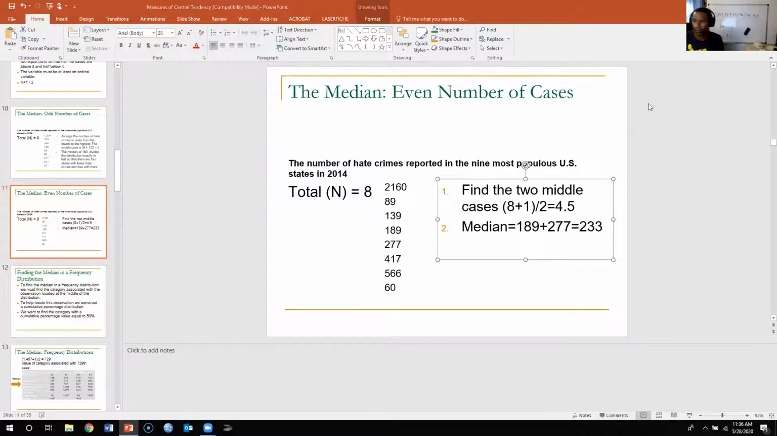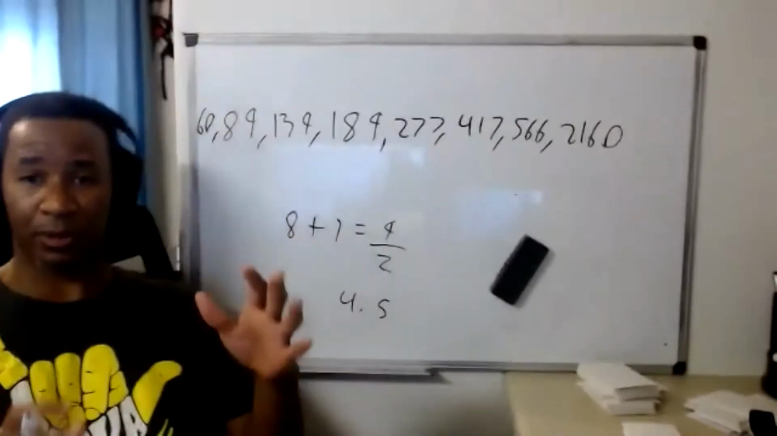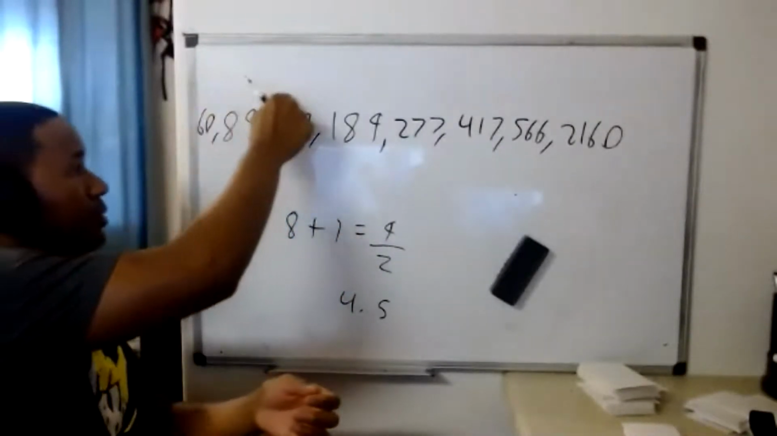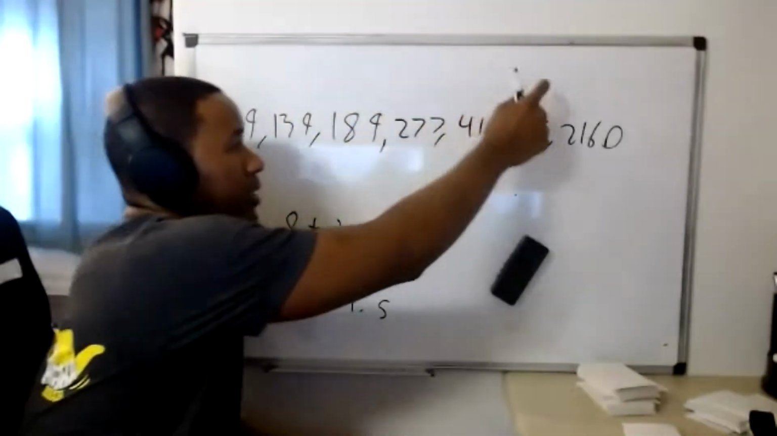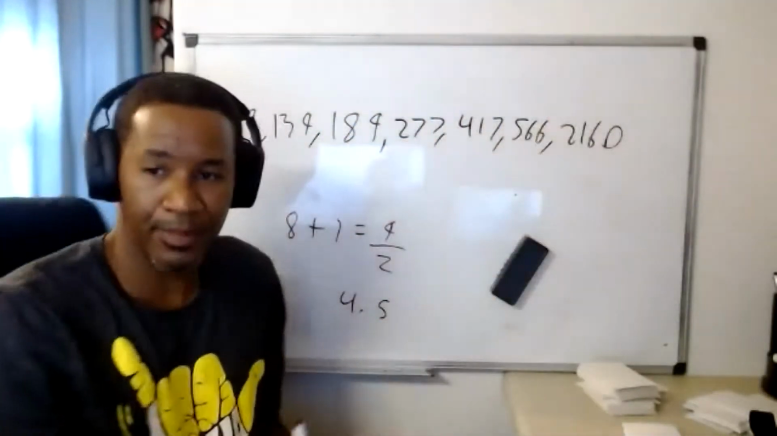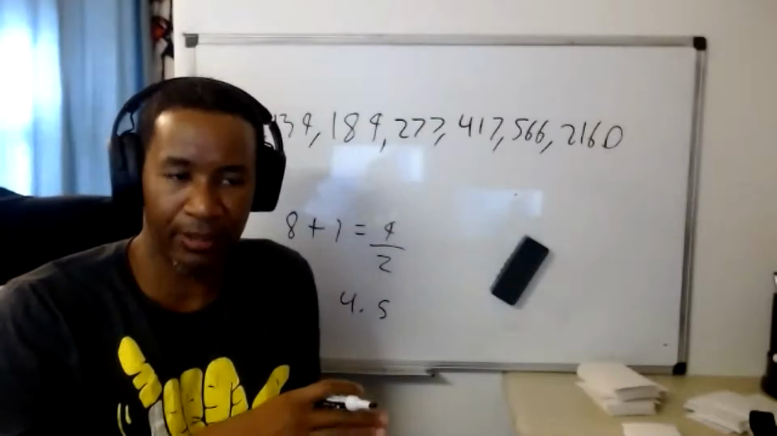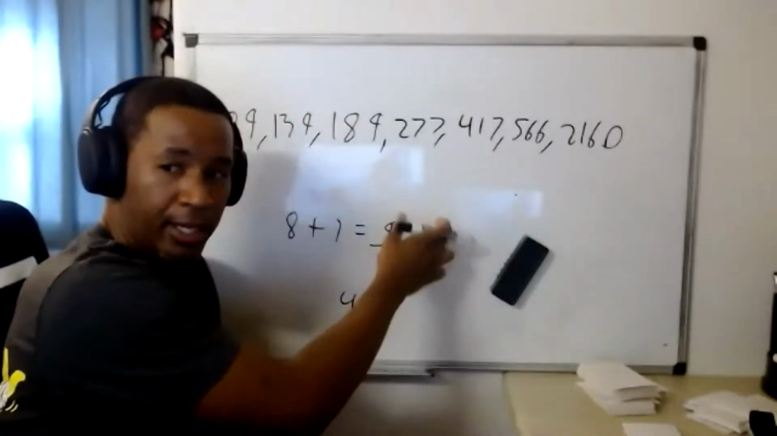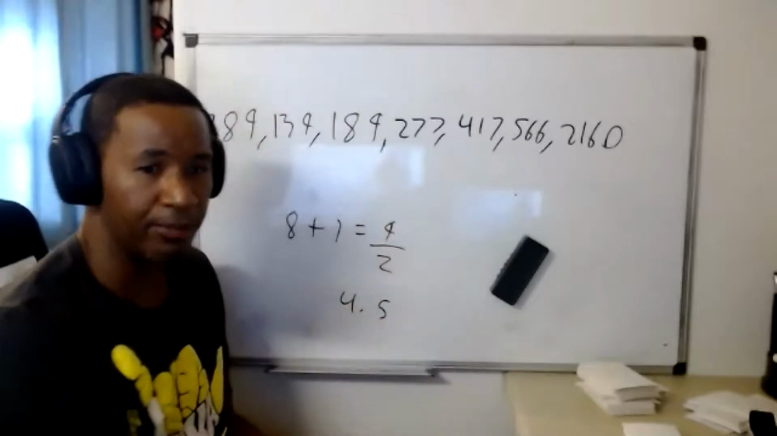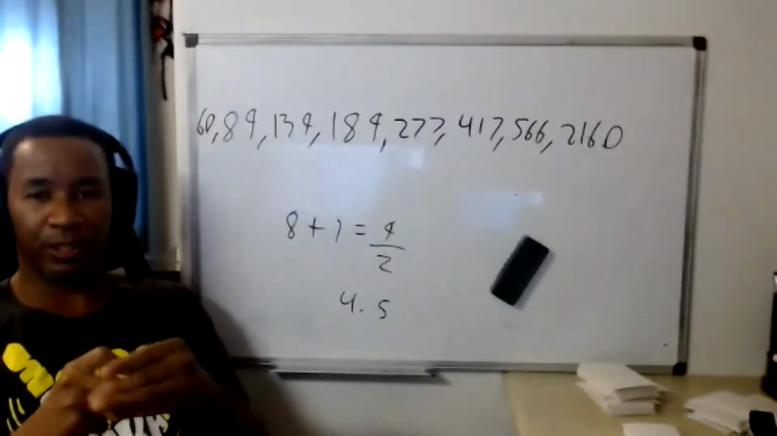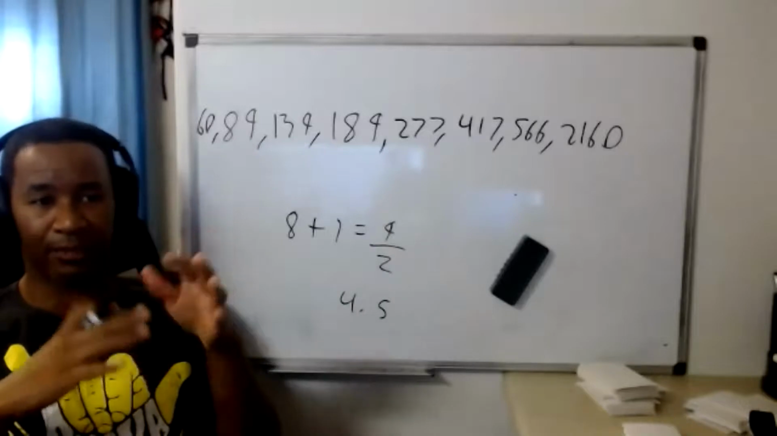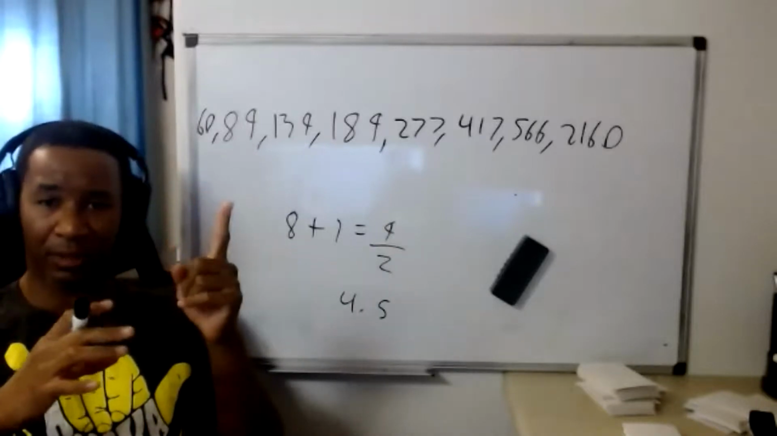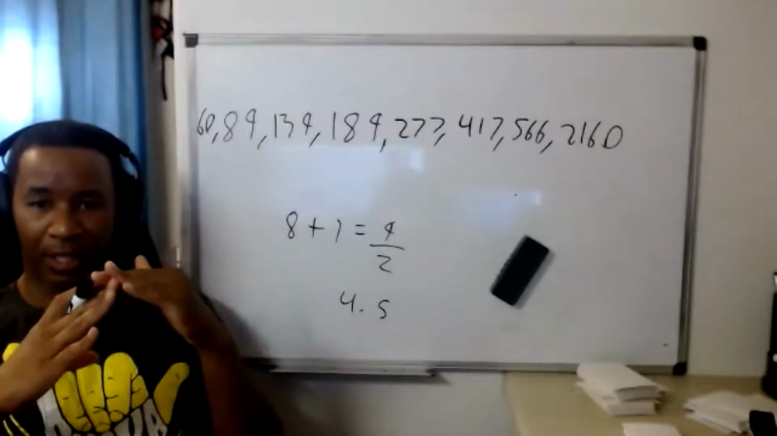What you do is you line out those scores from lowest to highest. Okay, so I have all 8 scores, 1, 2, 3, 4, 5, 6, 7, 8. Now you take that 8, add 1 to it, and divide by 2. 9 divided by 2 gives you 4.5. When it doesn't land on a solid 5 or a solid 4, you take that 4.5, take the 4th number and the 5th number, add them together, and divide by 2.